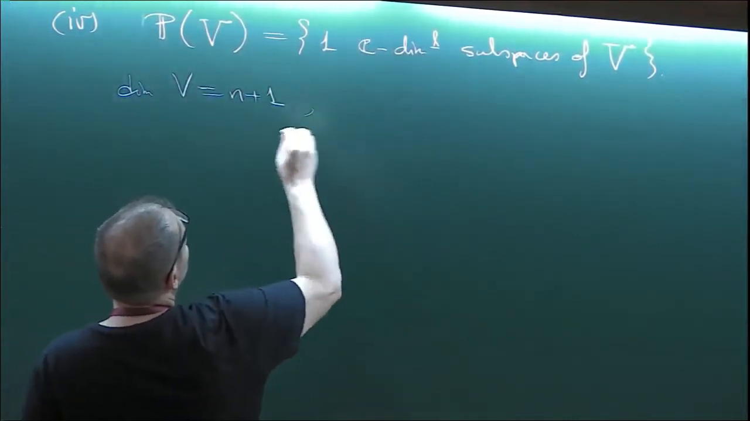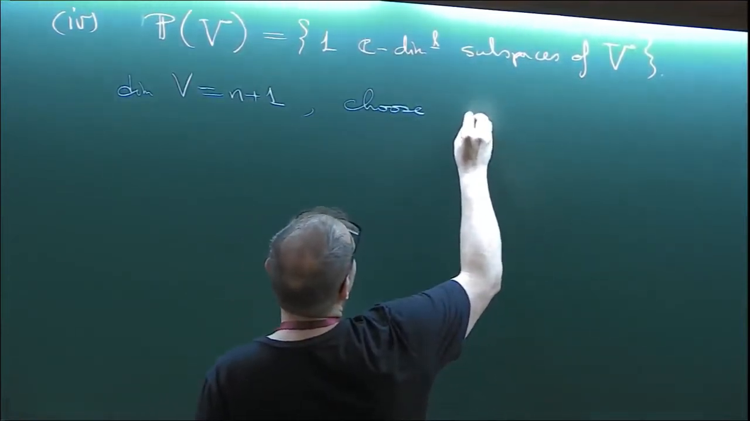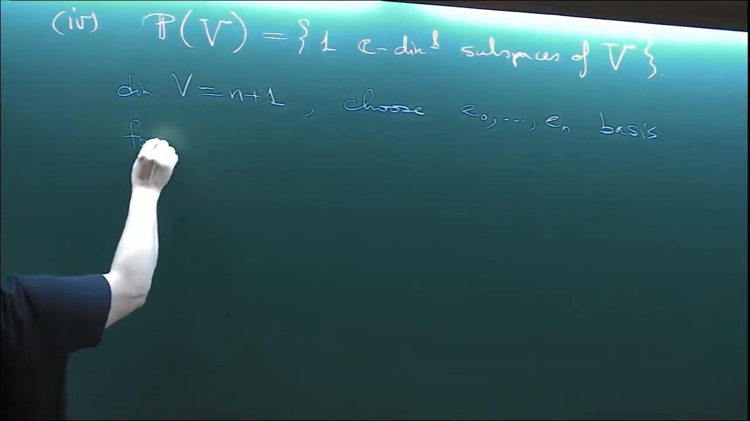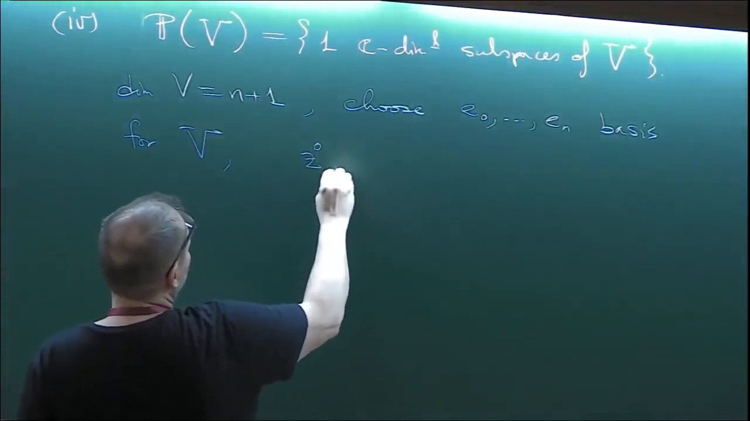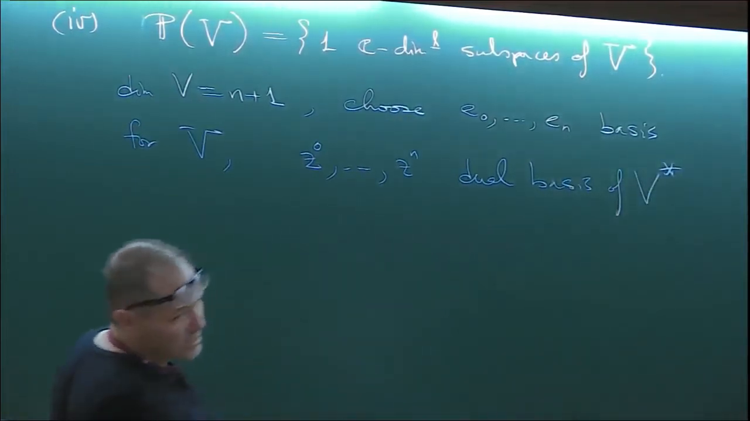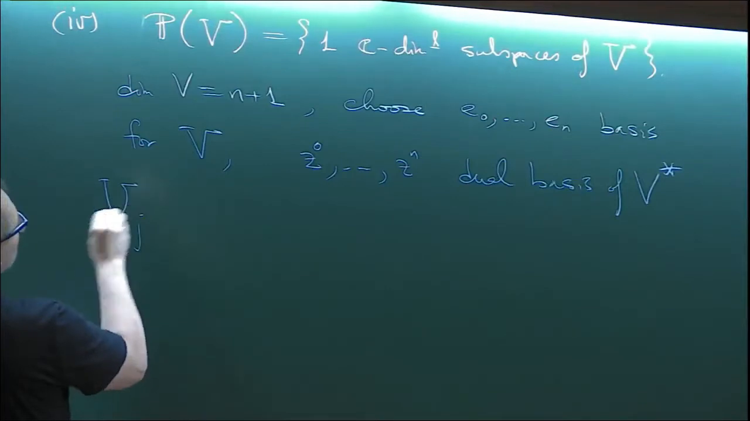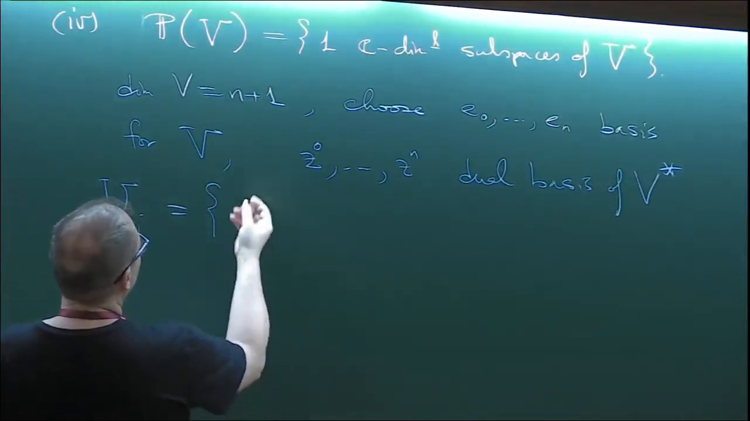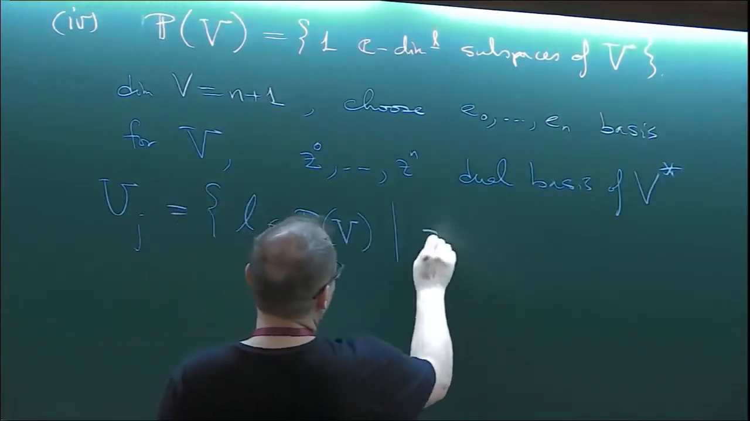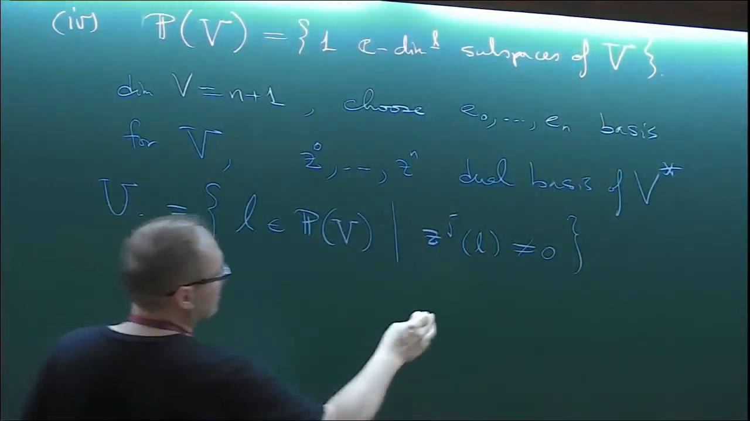here's how you can construct charts. You can do it less specifically than this, but this is maybe the quickest way to discuss it. Let's choose a basis, E0 up to En, a basis for V, and then let's take Z0 up to Zn to be the dual basis of the dual vector space V star, set of linear functionals on V. And so you can define the set Uj, which is the set of all points, set of all one-dimensional subspaces L in P of V, such that Zj of L is not equal to 0.